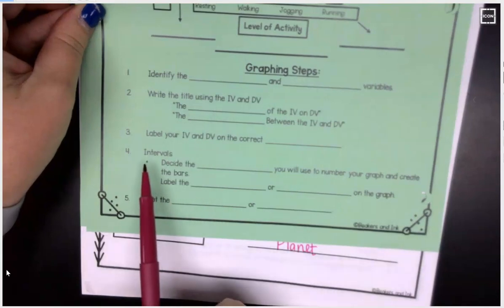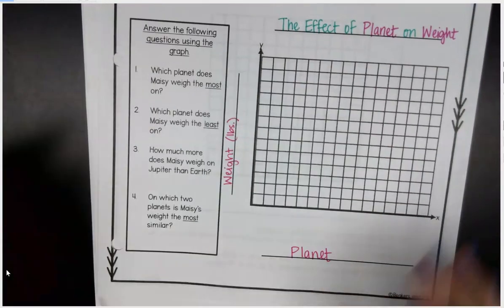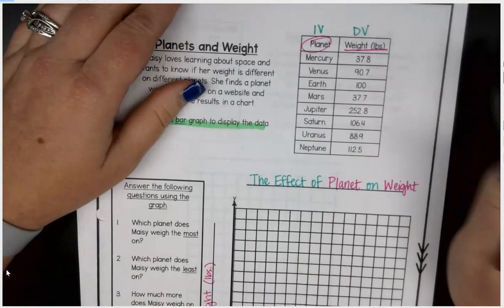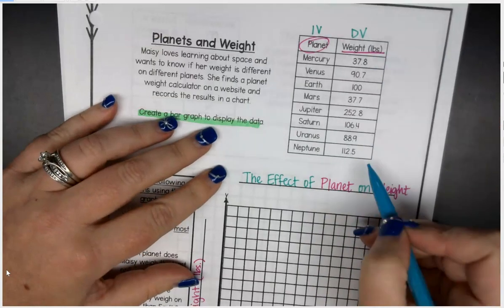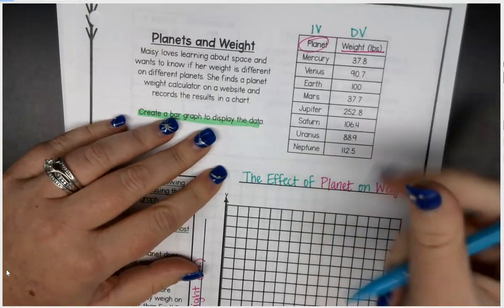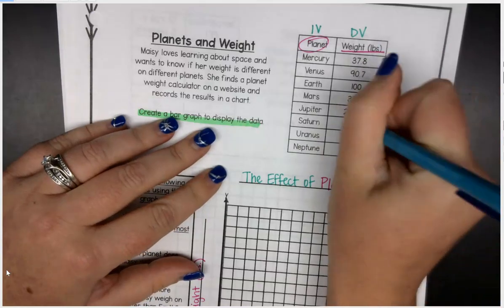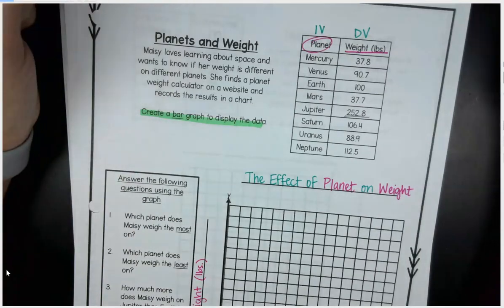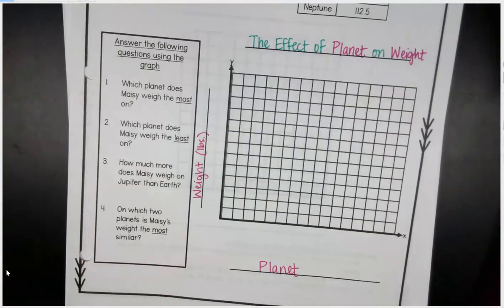Our next step is intervals. So we talked a lot about intervals yesterday. And when we are making our intervals, the first thing we want to do is look for the largest number. So I'm looking down through all of my planets, and I can see here Jupiter, my weight would be 252 pounds. Thank goodness we've got big numbers here, right? Because we're going to do lots of division.